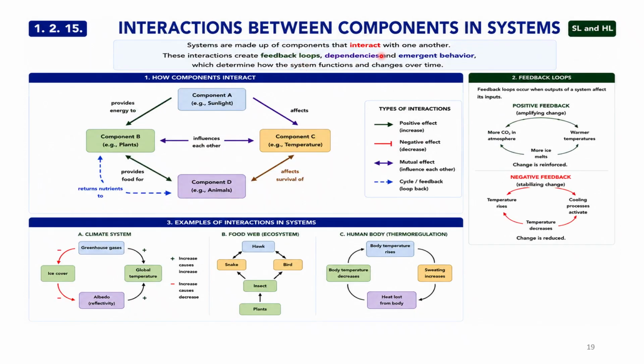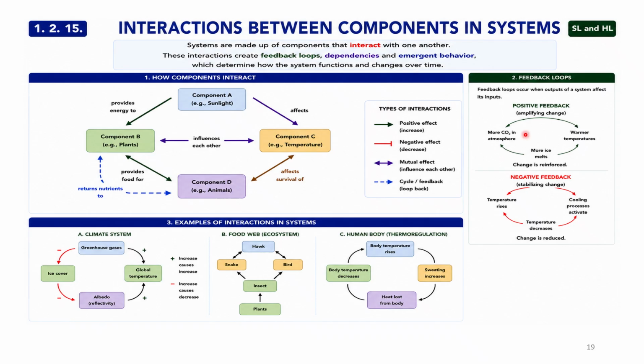Interactions between components in systems is a fundamental concept in environmental systems modeling. A system consists of interconnected components that influence one another, and these interactions determine how the system functions and changes over time. In the example shown, sunlight provides energy to plants, plants provide food for animals, and animals return nutrients to the environment, creating interconnected relationships. These interactions can be positive, negative, mutual, or cyclical through feedback loops.